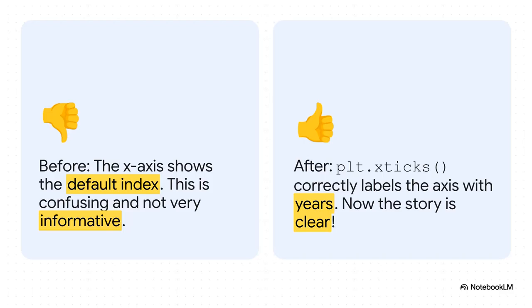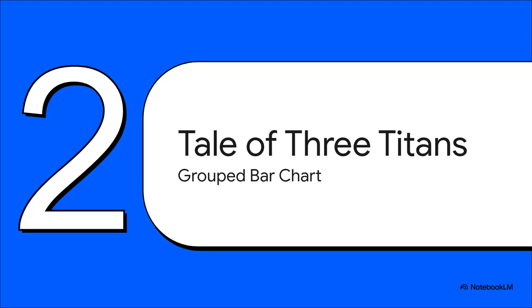But the fix for this is just one powerful line of code. Check this out. On the left, you see that confusing result with the default numbers. But on the right, all right, so that's one player's story sorted.